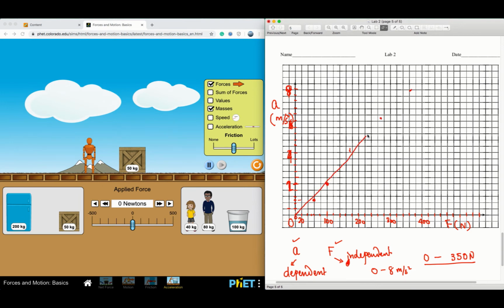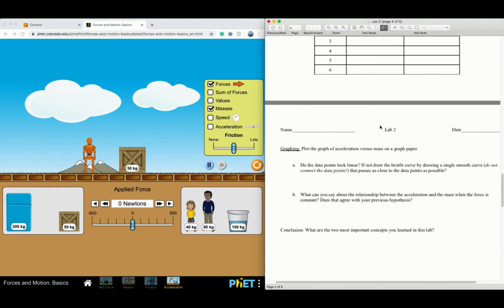Okay, so best fit line like this. And again, do not draw the best fit line with freehand. You need to use a ruler. So use a ruler to draw the best fit line. So let's see what questions we have here.